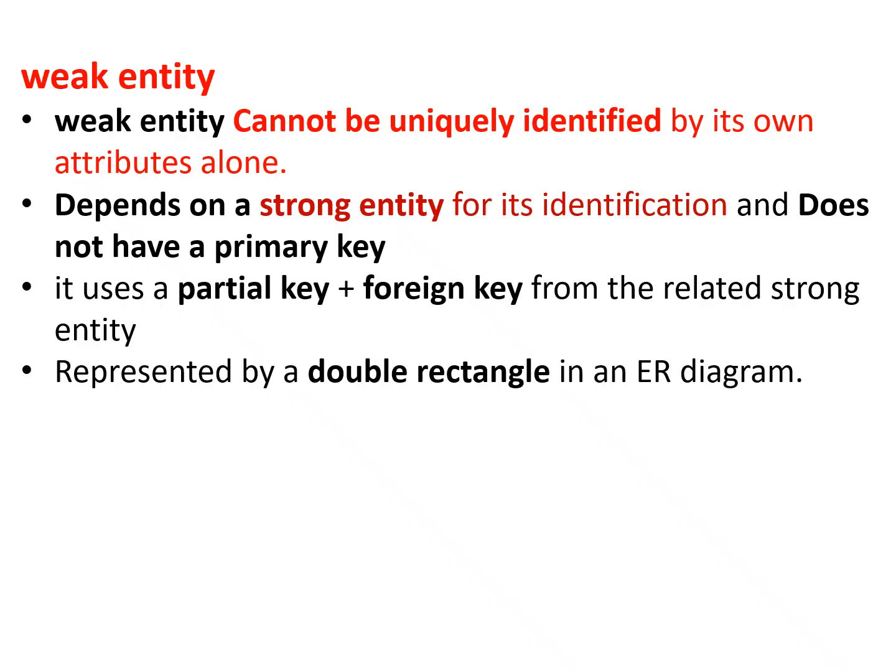A weak entity cannot be uniquely identified by its own attributes alone. It depends upon another strong entity for its identification and does not have its own primary key. It uses a partial key and a foreign key from the related strong entity. It is represented by a double rectangle in an ER diagram. So a double rectangle shows the weak entity.